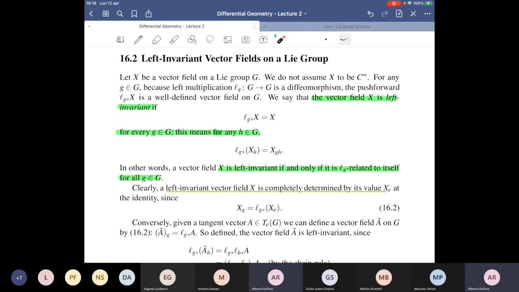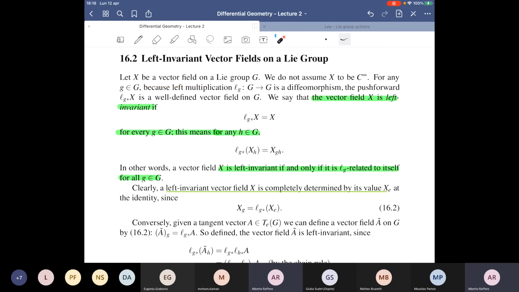And let's see how they are related to the tangent space to a Lie group at the identity. And this is why it was important, for instance, in the previous examples, to compute the tangent space to those matrix groups at the identity matrix. So now let's start considering a vector field on a Lie group.